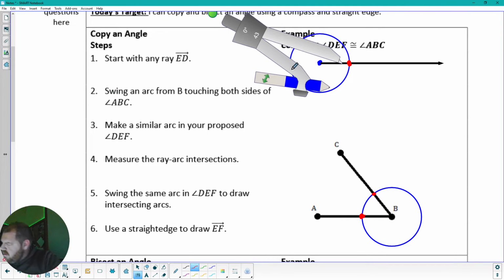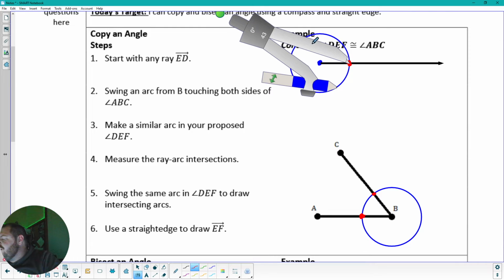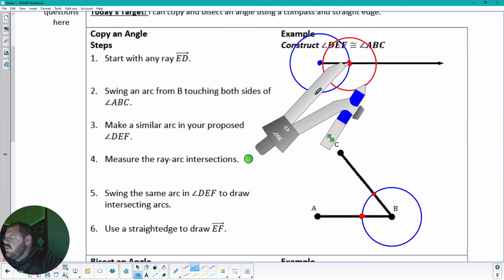And I'm going to, my hand's in the way. And I'm going to draw a circle around that point. Try to get as close as I can to it. Okay.